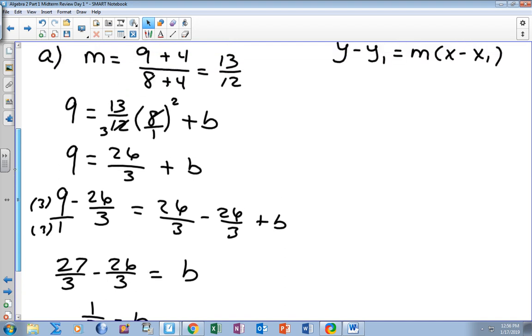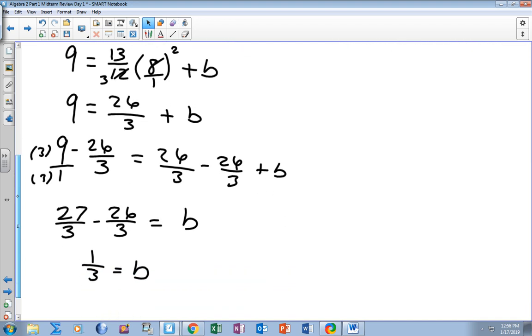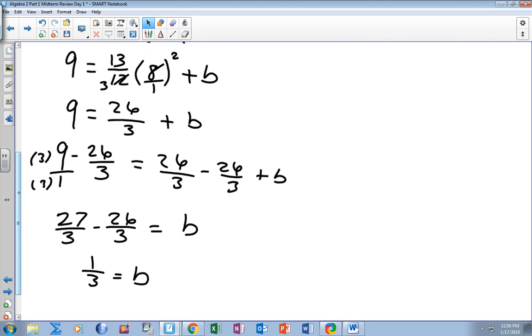We're going to go back up and plug it into the equation. My slope was 13 twelfths. So the equation is going to be y equals 13 over 12 x plus 1/3. So are we good with that?